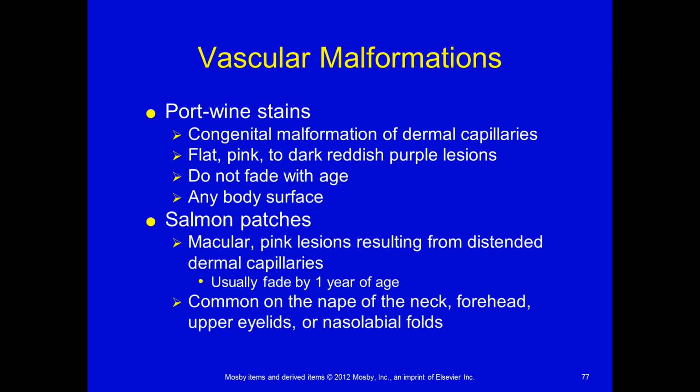Very common on the nape of the neck, the forehead, upper eyelids, or the nasolabial folds in children. Oftentimes the salmon patch on the nape of the neck is referred to as a quote-unquote stork bite for babies. But again, they either fade and you don't notice them, or especially if they're on the head or the nape of the neck, you don't even really notice them after about 1 year of age because they're growing hair and they get lost in the head of hair. So that is the salmon patch versus port wine stain.